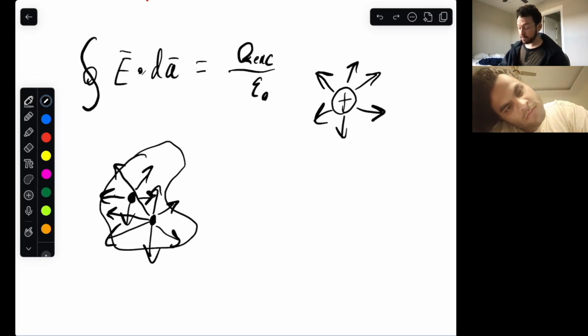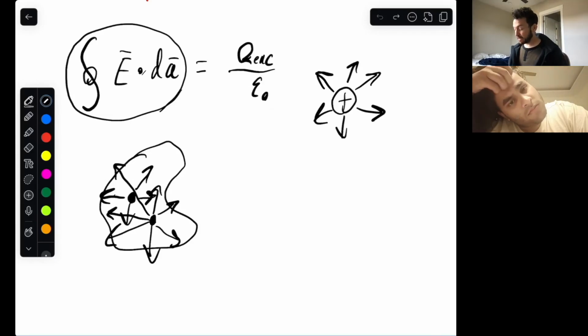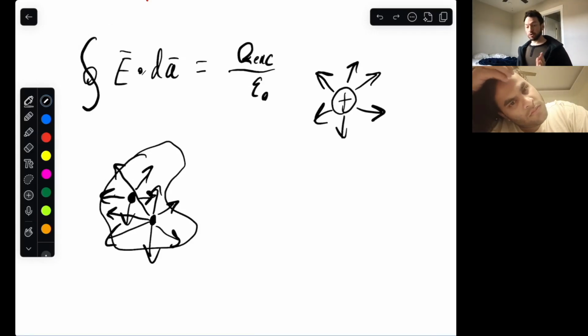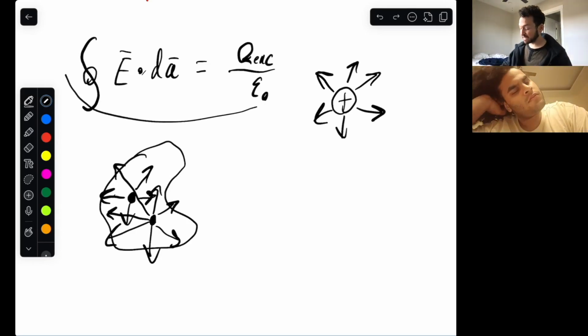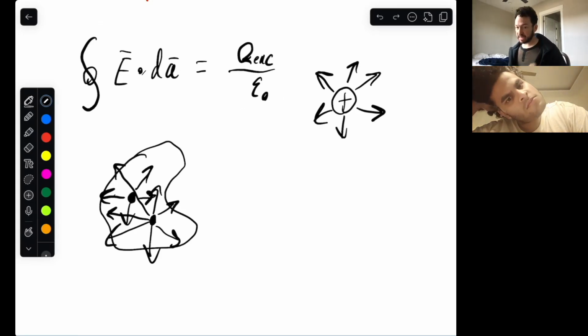So the amount of emanations that flow through the surface is equal to the number of charges inside the surface divided by a particular constant. So you can see Gauss's law is glorified common sense once you understand the idea of emanations. It's mathematized common sense is what I should say.